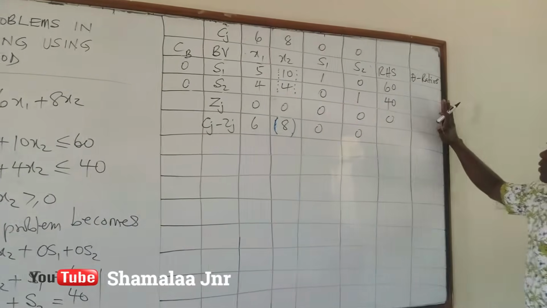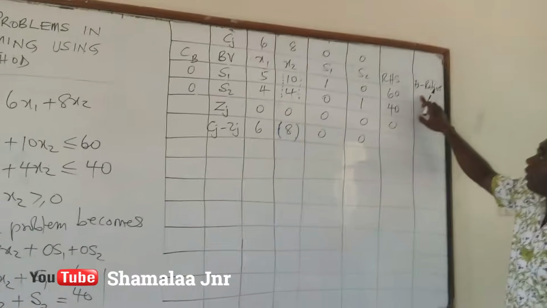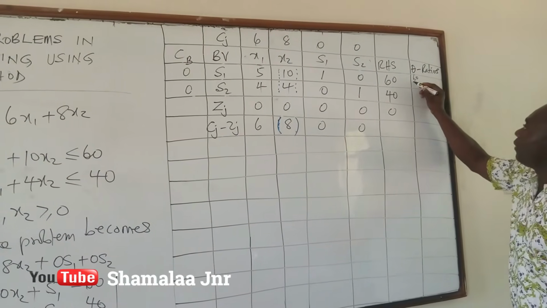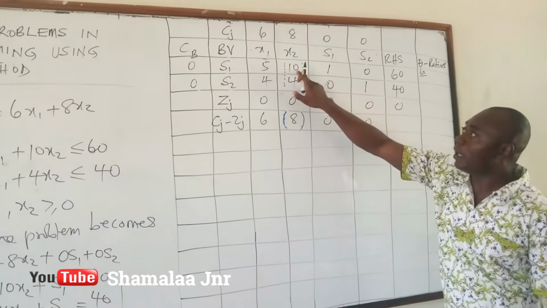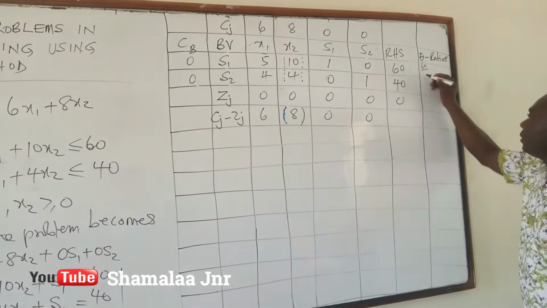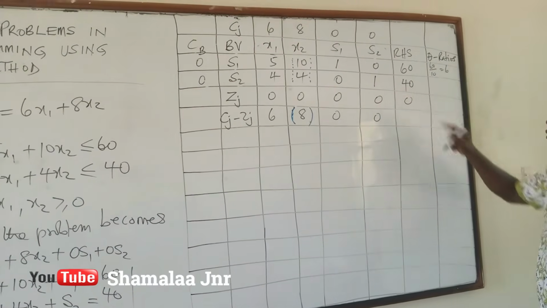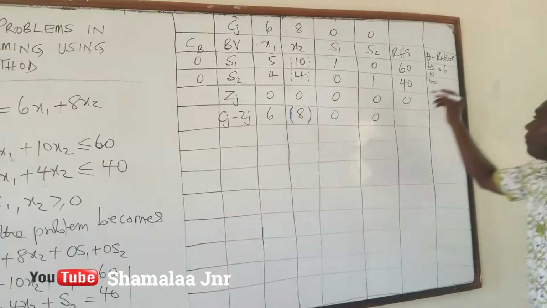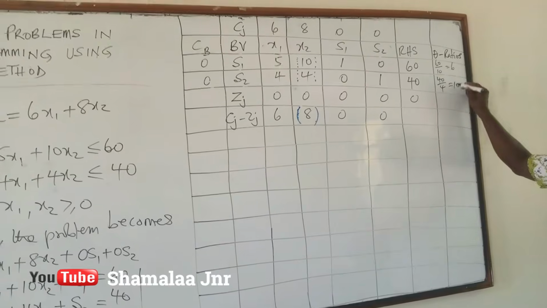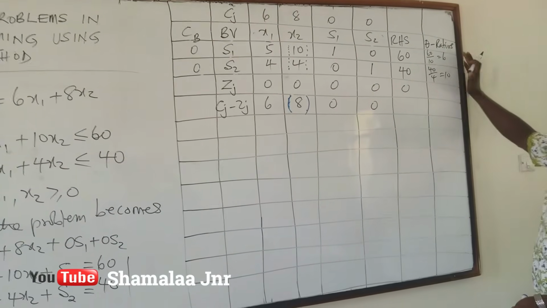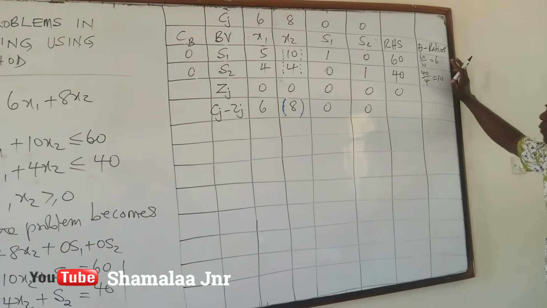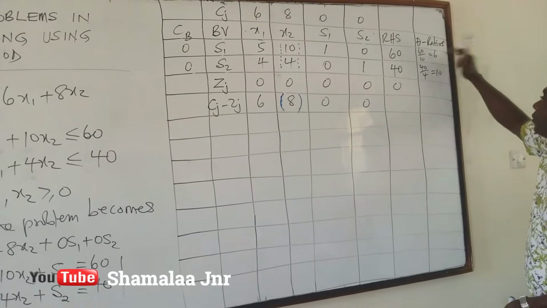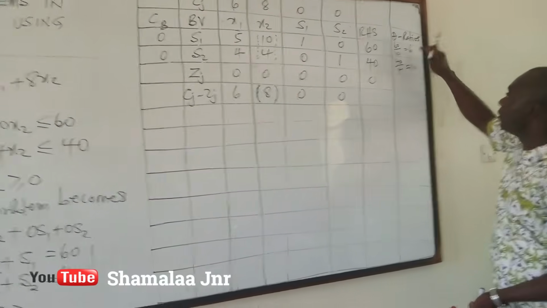Now this is how you take the theta ratios. For the first one, the S1, you take the right hand side value, which is 60, and then you divide it by the bracketed number for S1 here. That is 10, and this is giving us 6. And then the next one will be 40 divided by the bracketed number, which is 4, and this is 10. So the basic variable with the minimum theta ratio will leave. It's like penalties. This team has scored 10. You have scored 6. So definitely this team has lost.